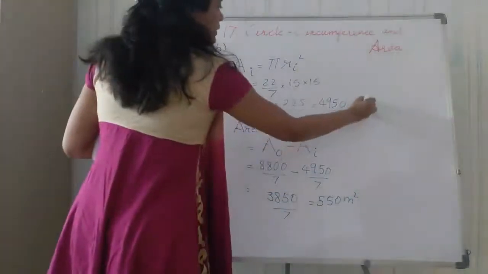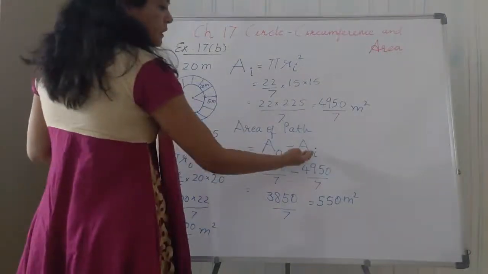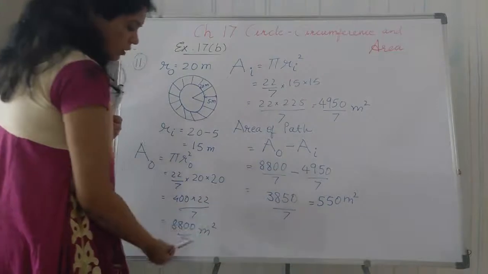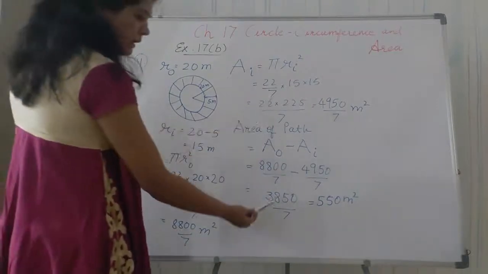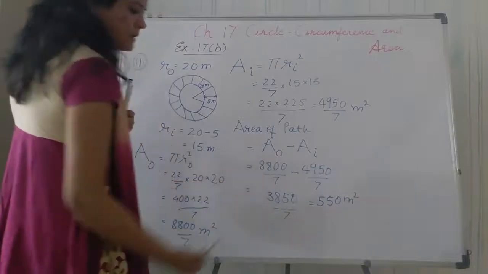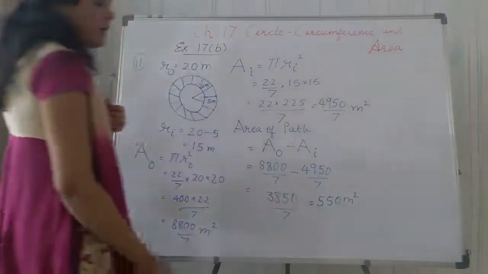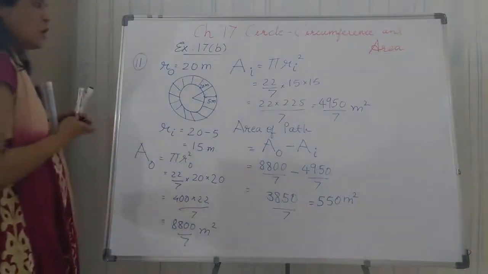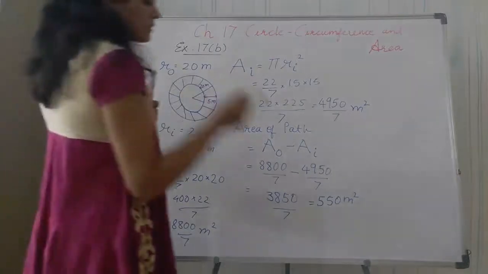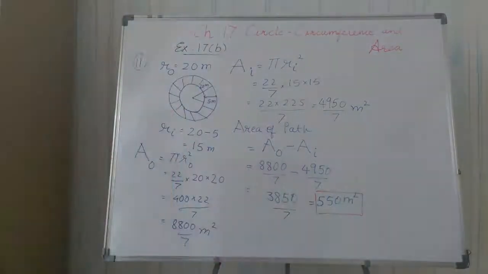Now to find the area of path, as I told you, outer area of circle minus inner area of circle. So by subtraction of the first area minus the second area, we get 3850 divided by 7, and by calculation I get 550 meter square, which is our final answer of question number 11, area of path, which they asked to find out. So this is the final answer here.